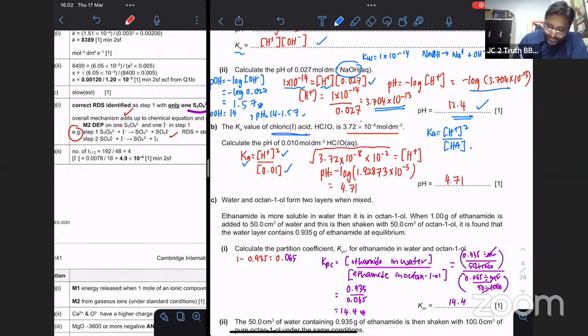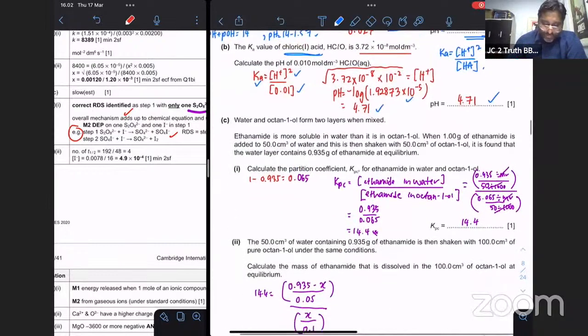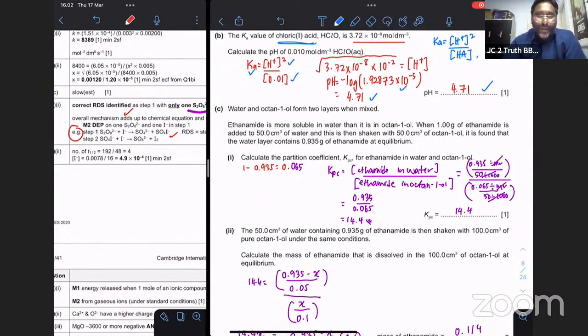Once you find the concentration of H+, I use the formula for the pH: pH is negative log of the concentration of H+, and after you calculate, you get 4.71. Quite simple, quite straightforward. But in order to do this, you need to memorize the formula. That's why this is very important. If you don't memorize, you are going to struggle. Of course, you can do it by deriving, but since it's a 2 hour paper, I don't think you'll have enough time to derive. Let's move forward.